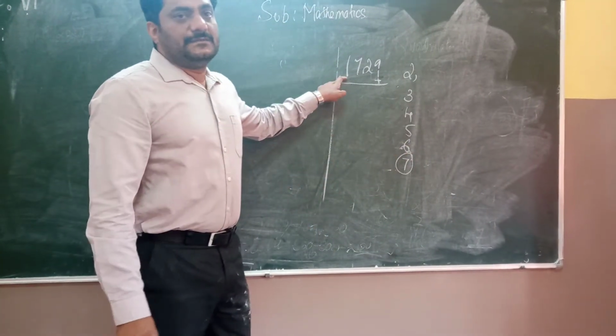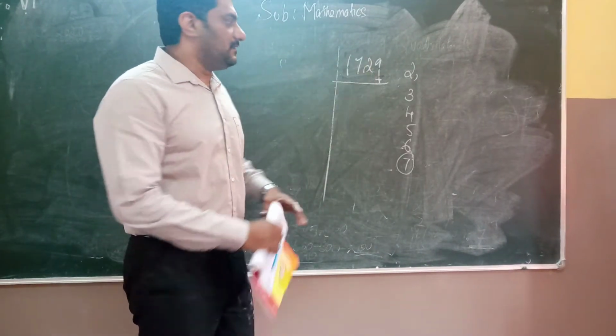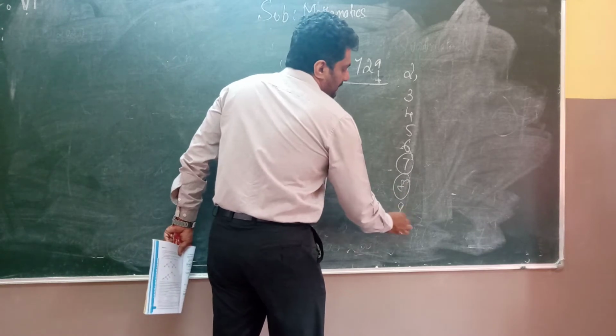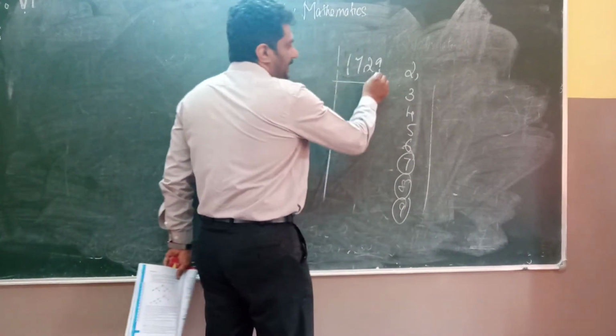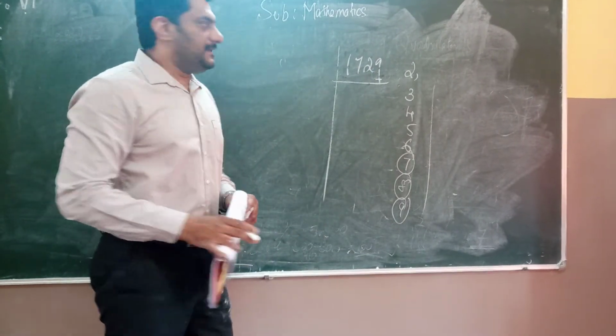Is it divisible by 7? This is not. Do a division and check. It is still not divisible. 8, it is not. 9, it is not. Add on 9 to 11, again you will get 19, which is not divisible by 9.